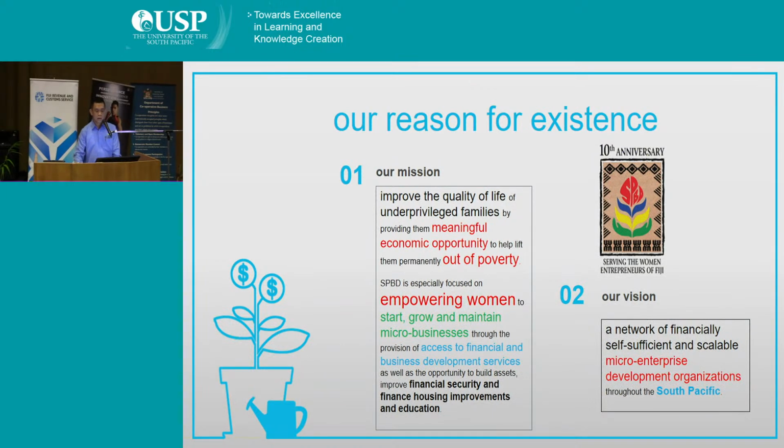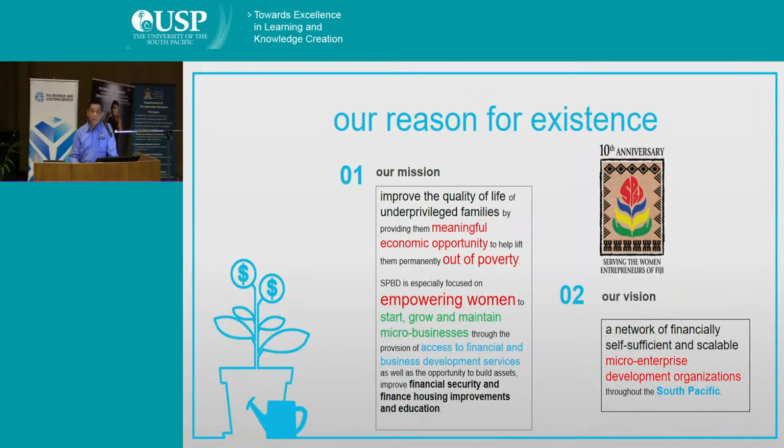So our mission is more of poverty alleviation. It is to improve the quality of life by providing meaningful opportunity for underprivileged families to lift them permanently out of poverty. Our strategy, as you can see, is focused on empowering women. For example, in Fiji, 100% of our clients or members are women. We help them start, grow, and maintain micro businesses through provision of financial access.